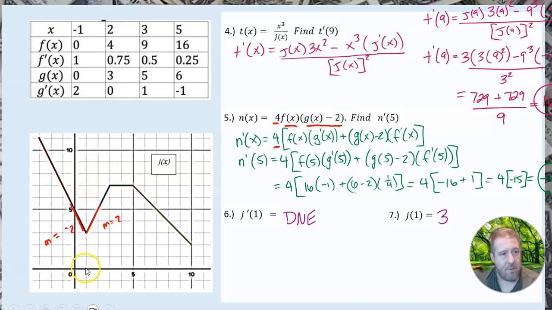All right, j of 1. Well, j of 1 is just the height at 1. So that's 3. So the big difference between these two questions, one's just the height at 1, and the other one is the rate of change at 1. How the rate of change is changing.